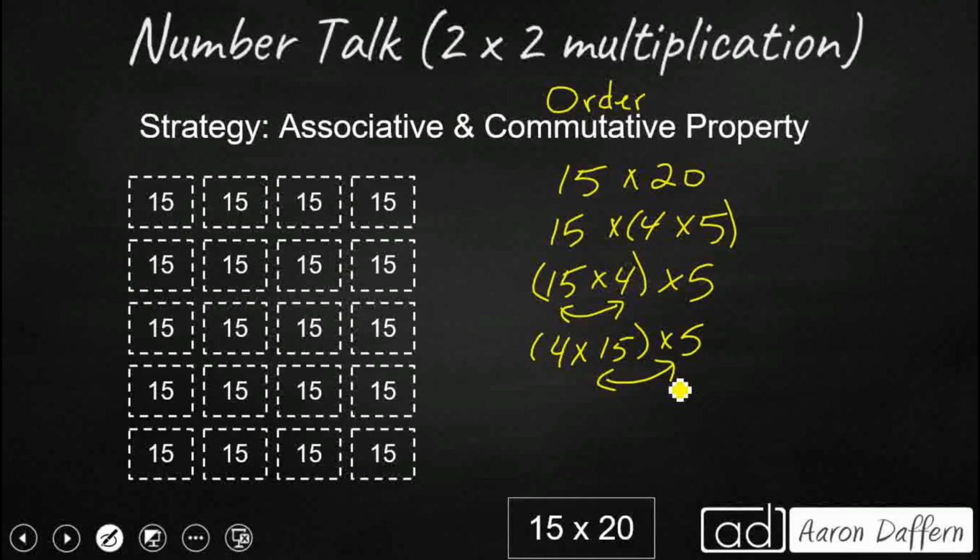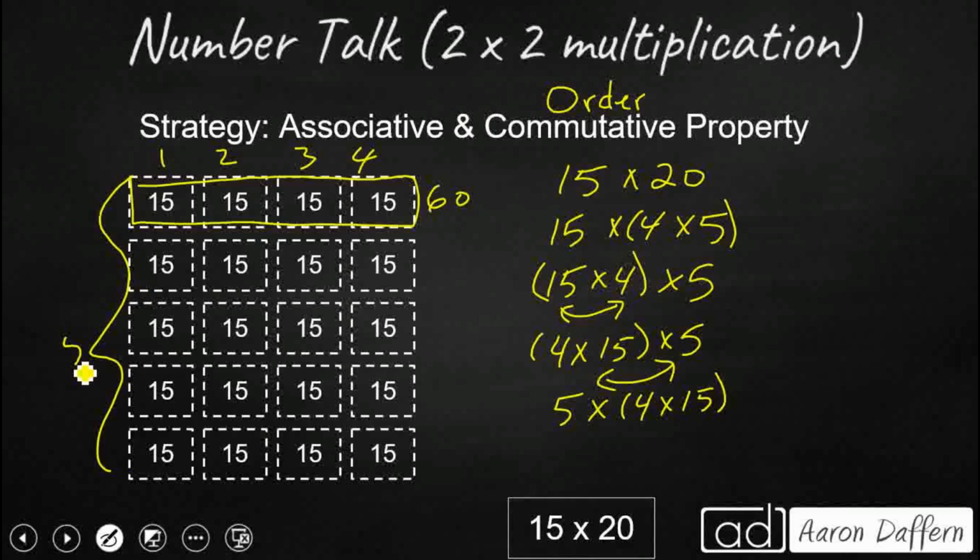And you know what? I want to use commutative one more time. I'd rather get 5 groups of 4 groups of 15. There we go. 5 groups of 4 groups of 15. So here's my 4 groups of 15. 1, 2, 3, 4. 4 times 15 is 60, and I've got 5 of those. So I'm just going to skip count by 60s. 120, 180, 240, and my 5 times my 60 gets me down to my 300.